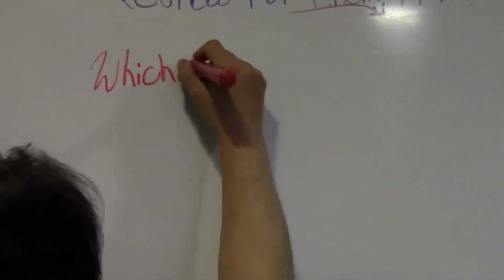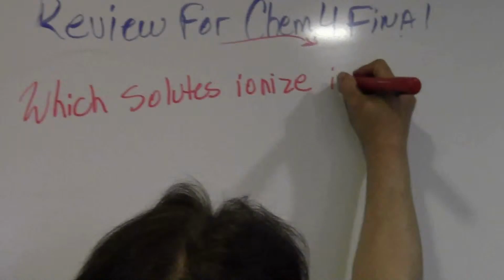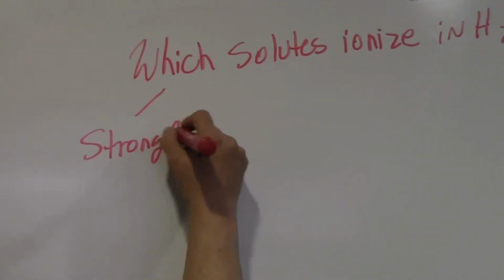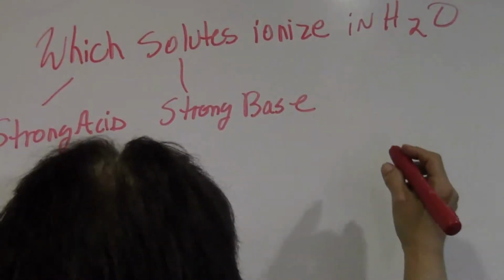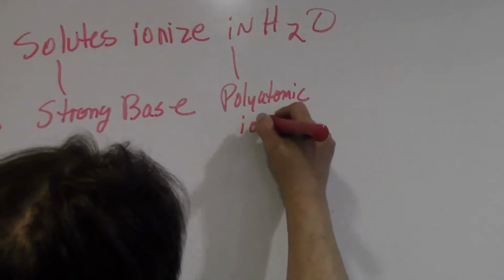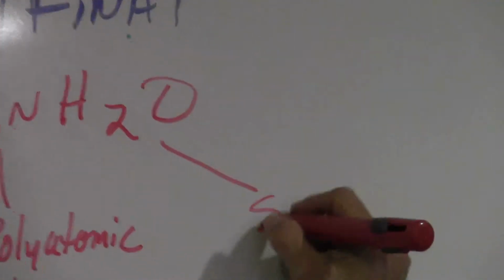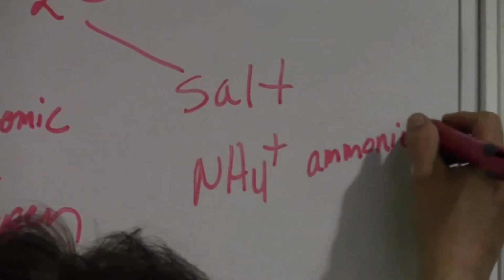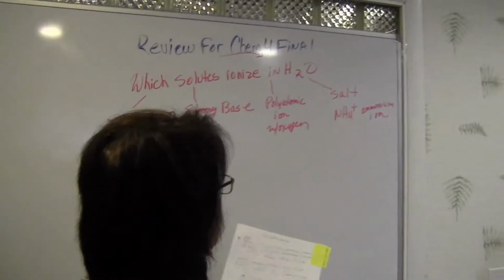So we need to understand which solutes ionize or separate into positive and negative particles in water. And there's a few categories. If you have a strong acid, they're going to ionize. If you have a strong base, that's going to ionize. If you have any kind of a polyatomic ion that contains oxygen, they're going to ionize. And the last category is the kind of salt that contains an ammonium ion. That's what NH4+ is. And NH4 something, those are going to ionize.